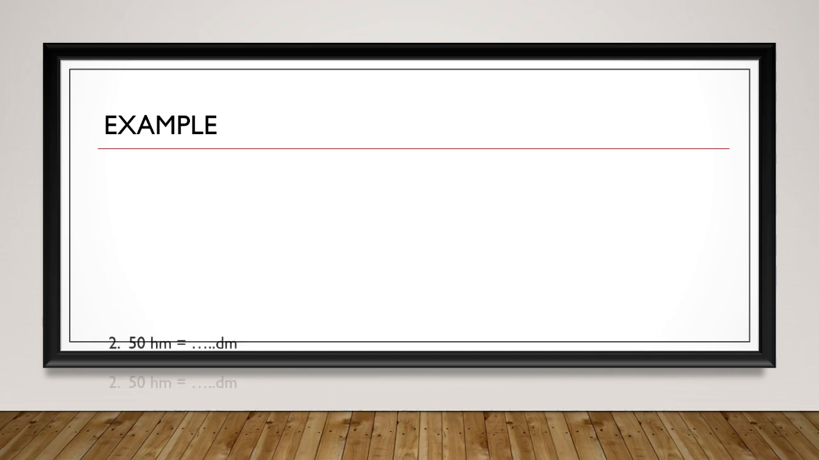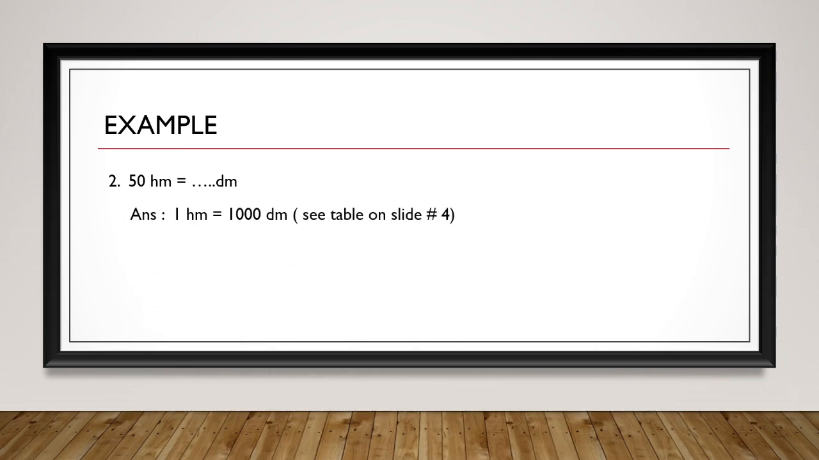Next example, 50 hectometers are equal to how many decimeters? Just like the first example, 1 hectometer equals 1000 decimeters. So we have 50 hectometers that need to be multiplied by 1000. So 50 hectometers are equal to 50,000 decimeters.